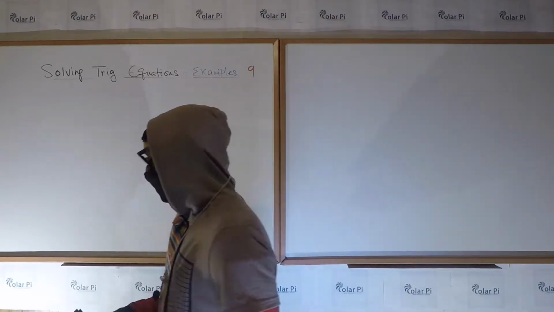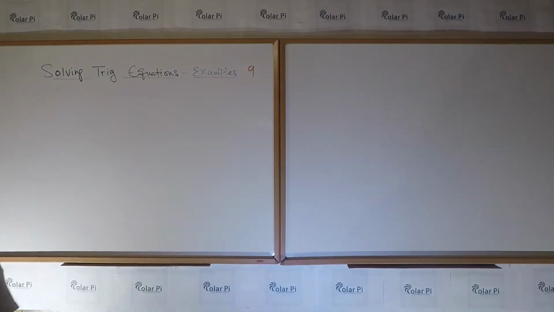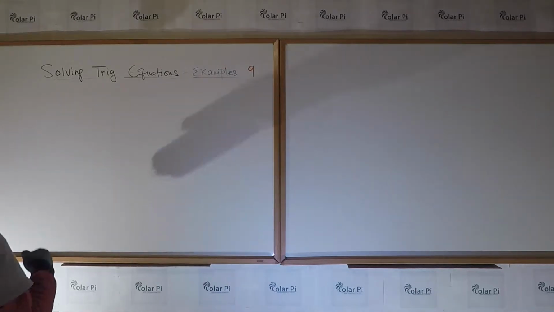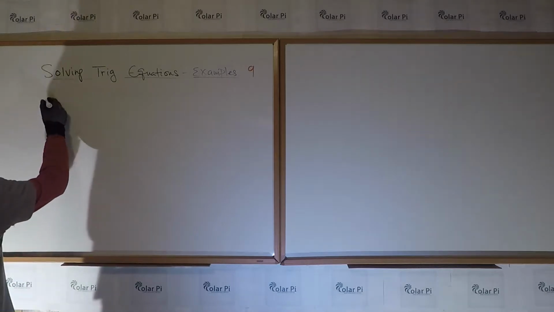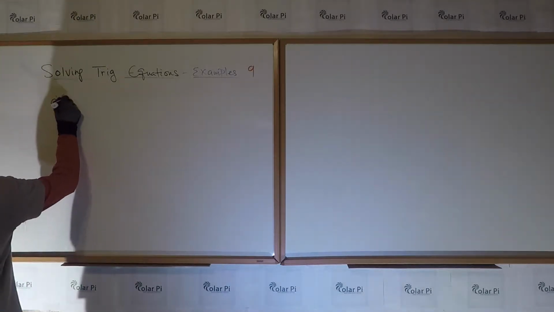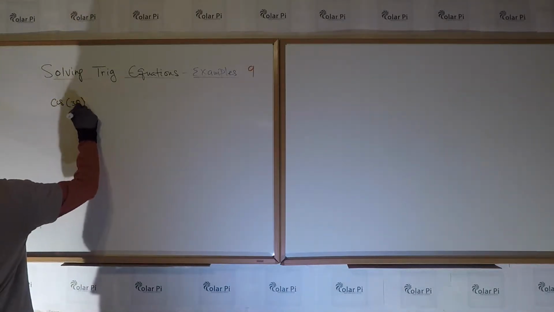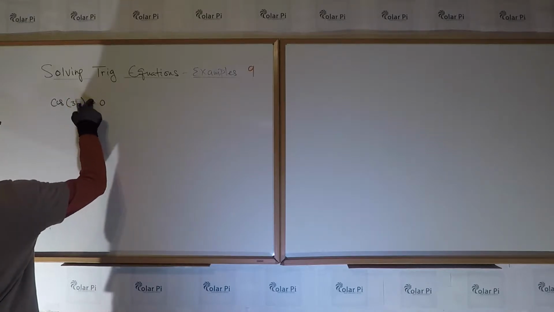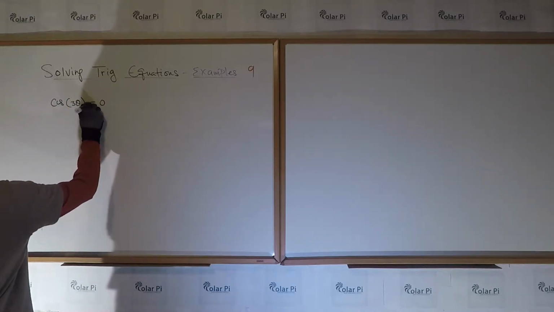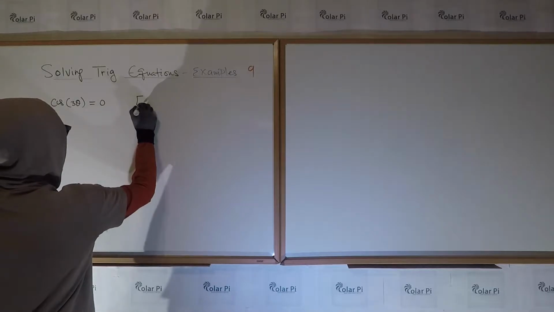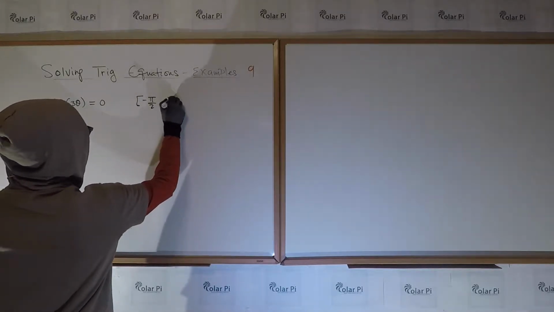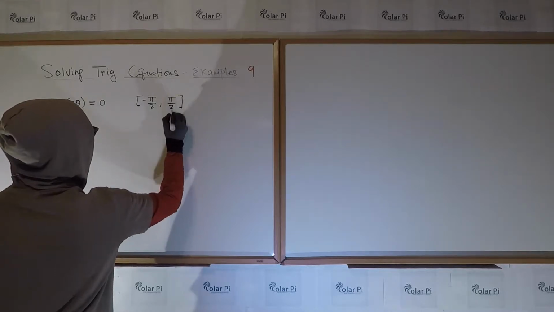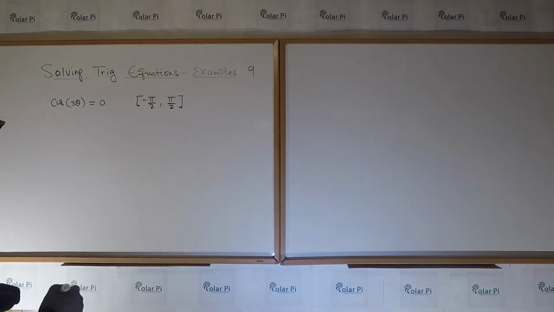Let's get started. So the question that we have to solve here is this. Let me write it in black. It's solve cosine of 3 theta is equal to 0 on the interval negative pi over 2, comma pi over 2. So inclusive of negative pi over 2 and pi over 2.